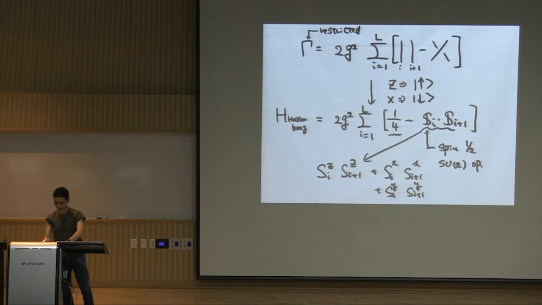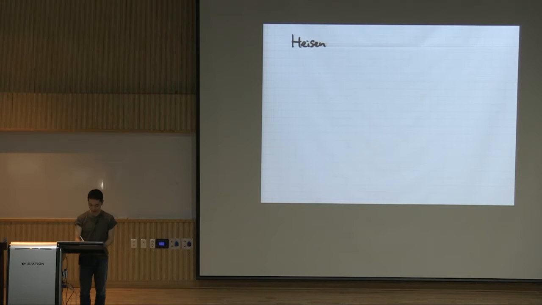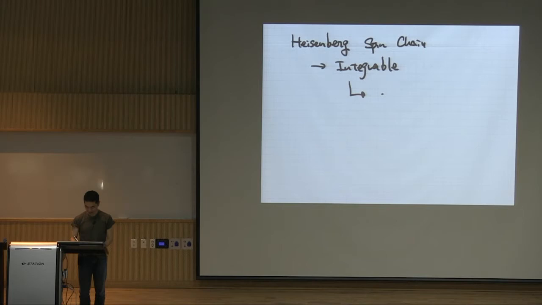And so far, I was only telling you how a 1+1 dimensional system emerges from a 3+1 dimensional system, and I was not talking about integrability. But the point is that this Heisenberg spin chain is actually an integrable spin chain. What do I mean by integrable? What I mean by integrable is that you can actually construct infinitely many conserved charges.